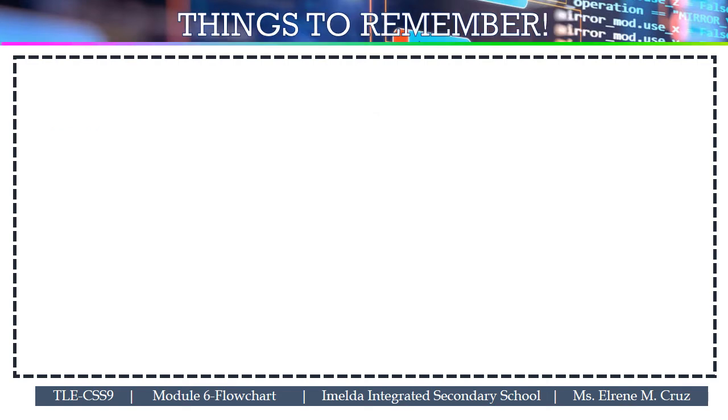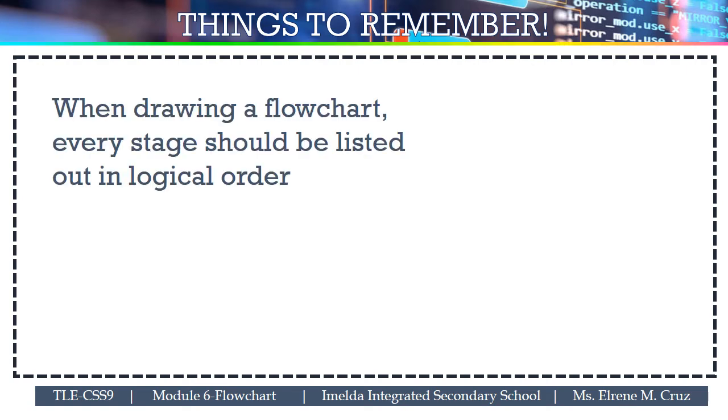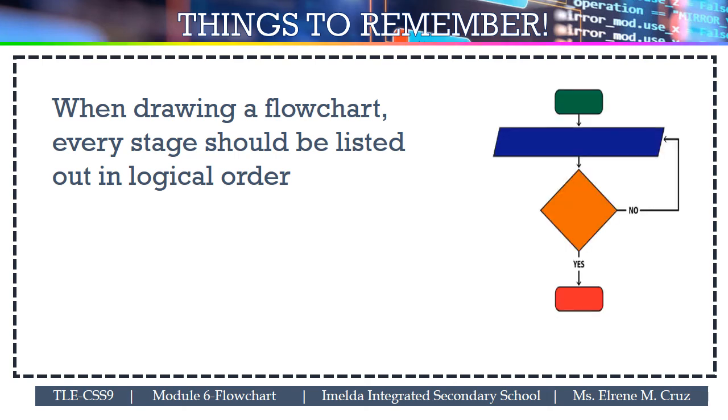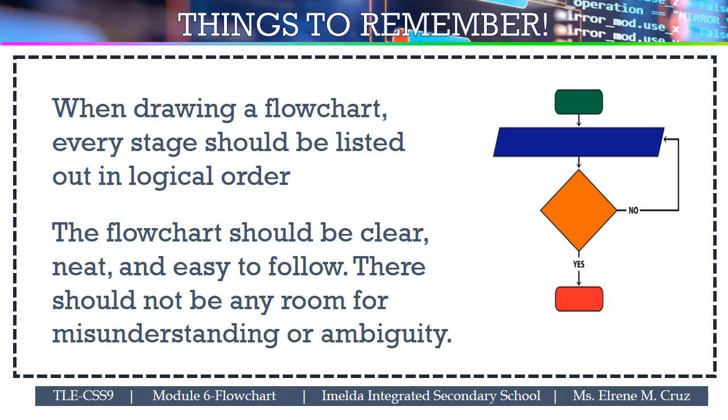There are things that you need to remember when writing a flowchart. When drawing a flowchart, every stage should be listed out in logical order. Same as the example on the right, you start with a terminator, followed by the input or output parallelogram, next a decision, and end with a terminator or the end. Another thing that you need to remember is that the flowchart should be clear, neat, and easy to follow. There should not be any room for misunderstanding or ambiguity.